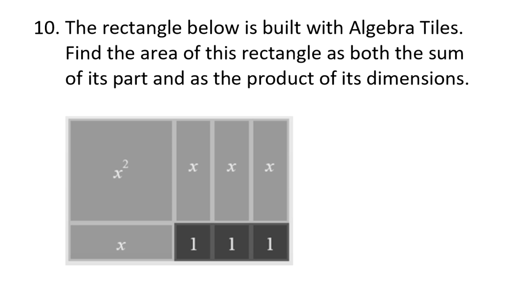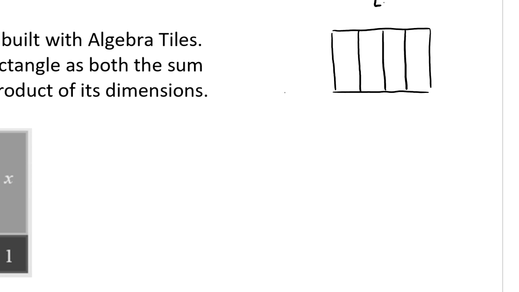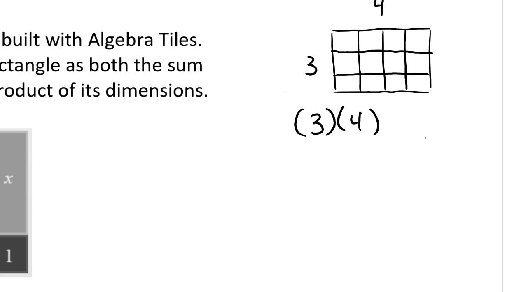And if I want to show the area of a rectangle as a product of its dimensions, this was an example I think I used in class. Let's say that this rectangle has one dimension of 4 and the other dimension of 3. So I can express the area of this rectangle as a product of its dimensions, 3 times 4. That's one way to show the area, 3 times 4.